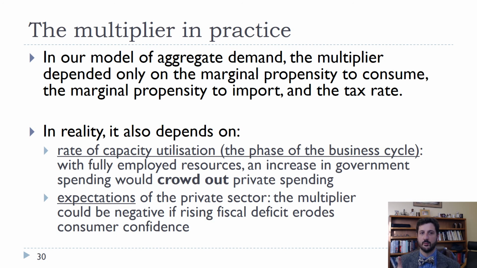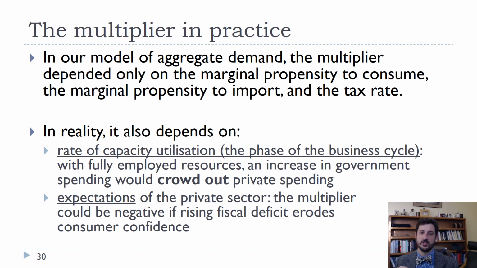One is the rate of capacity utilization. Basically, how much more could firms produce if they wanted to? If they are fully employed, producing at the maximum amount, then an increase in government spending is going to do what we call crowding out private spending. That's because we just can't produce any more. The government buys something, which means somebody else has to buy less. But during a recession, capacity utilization is very low. So if the government buys something during a recession, that doesn't necessarily crowd out private spending. They can both be high because firms can meet that demand.